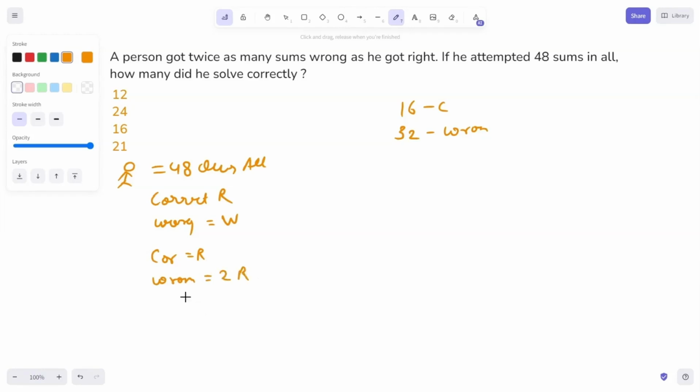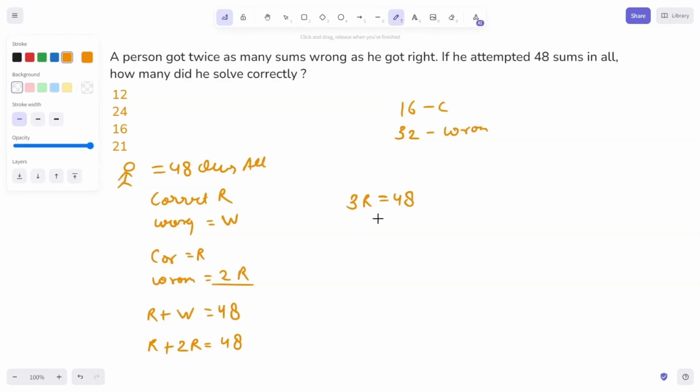If we combine all right questions plus wrong questions, how many total questions did he attempt? 48. So right plus wrong equals 48. Now substitute this into the equation: right will be R, and wrong will be 2R, so R plus 2R equals 48. Now let's combine the like terms. R plus 2R will be 3R, equals 48.